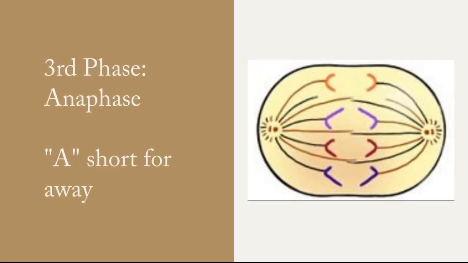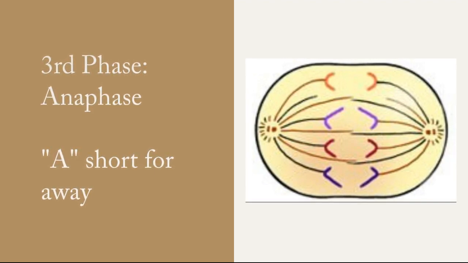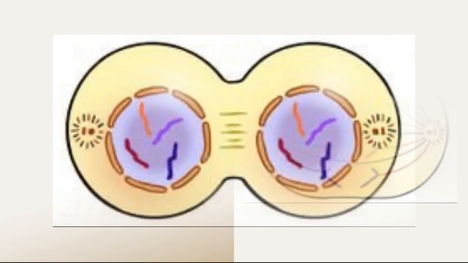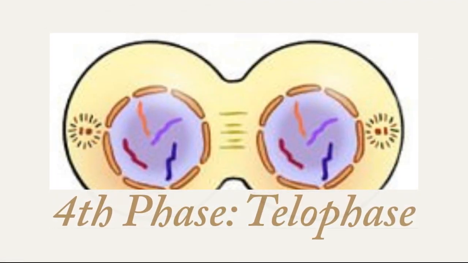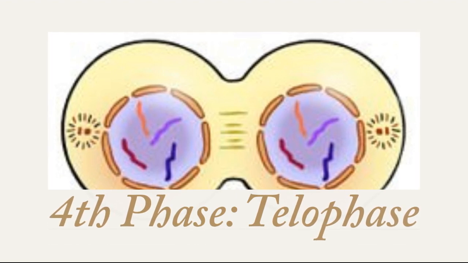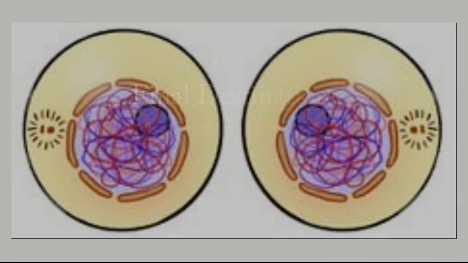Anaphase, so we have A, short for away, and this is where the chromatids start to separate and move towards the left and the right. Telophase, so in this one, the chromosomes are at their poles and they become more diffuse. The nuclear envelope starts to reform and the cytoplasm can start dividing.